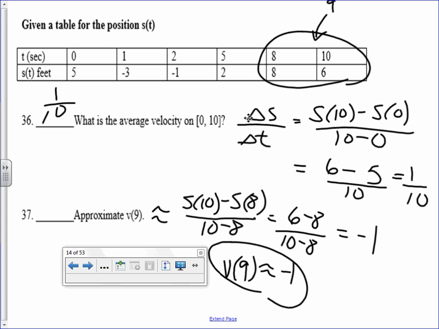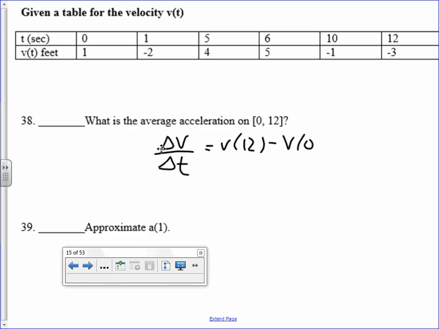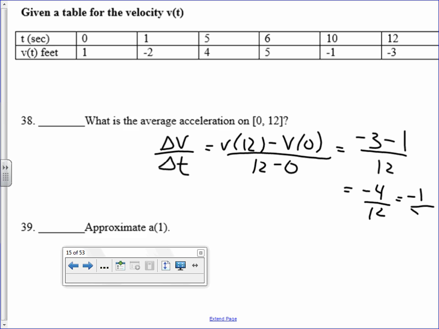Okay, let's choose. Table for velocity. Average acceleration, delta V over delta T. So it's going to equal V of 12 minus V of 0 over 12 minus 0. V of 12 is negative 3. V of 0 is 1 over 12. Negative 4 over 12 equals negative 1/3.